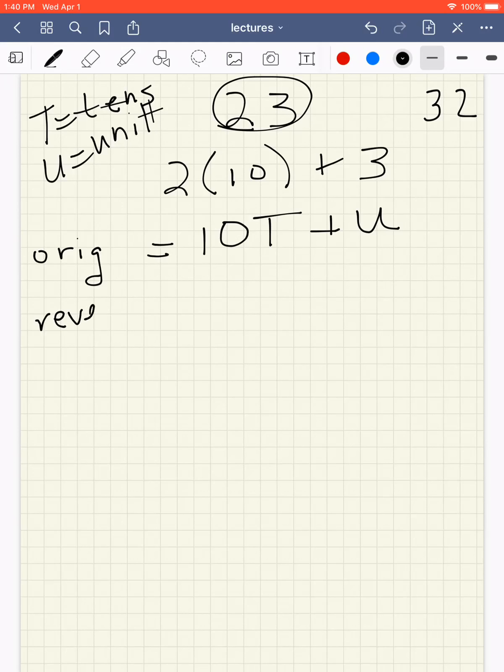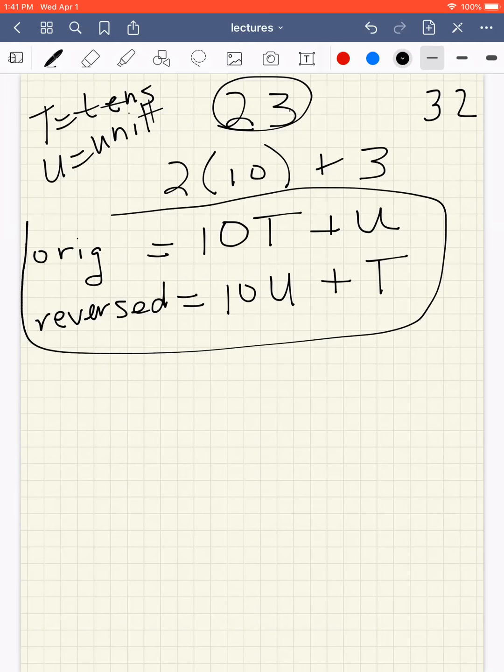The number with the digits reversed, now I'm going to multiply 10 times the units digit, and I'm going to add the tens digit. Okay, so 10 times this one plus this one gives us the number with the digits reversed. These two things right here you need to memorize. If you're having a hard time conceptualizing it, then memorize those formulas. The original number is 10t plus u, and the number with the digits reversed is 10u plus t.